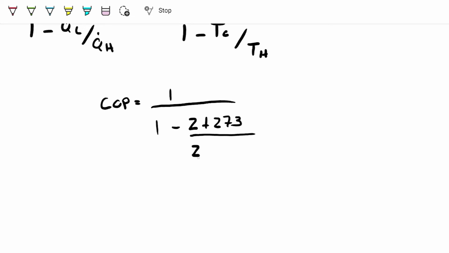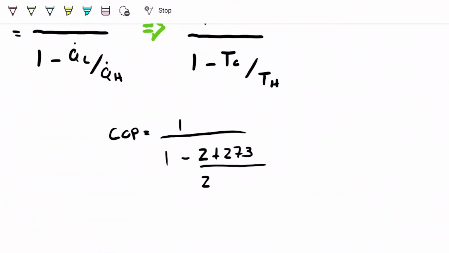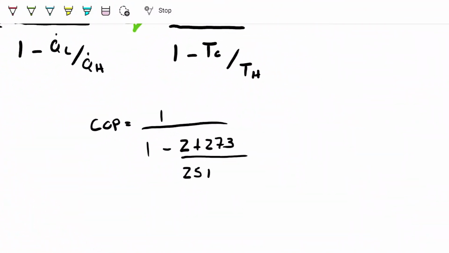And there on the bottom there is 24, was it? I forget. Oh, was it? 25 plus 0.273. So this heat pump here has a coefficient of performance of 12.95. And this is great, right?